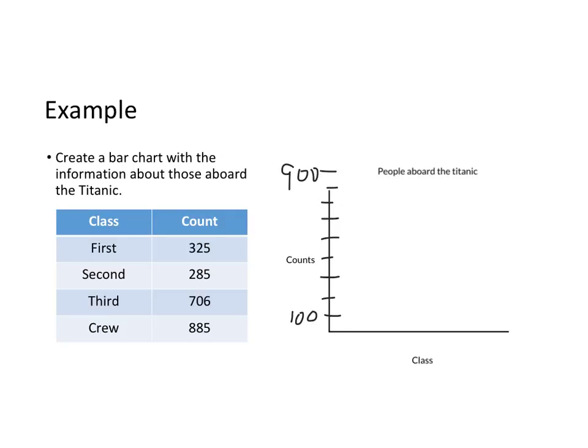And then you're going to take your first category first. I'm going to draw it approximately 325 high. And then we're going to shade it in. Okay. And continue doing so with the rest of our categories.